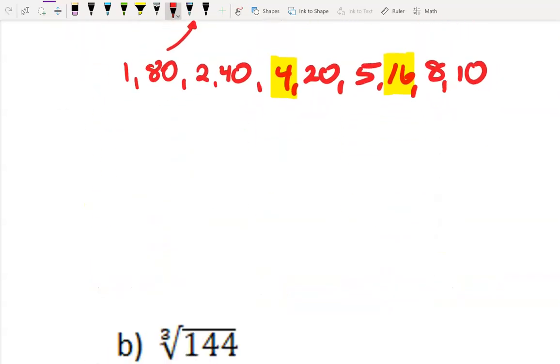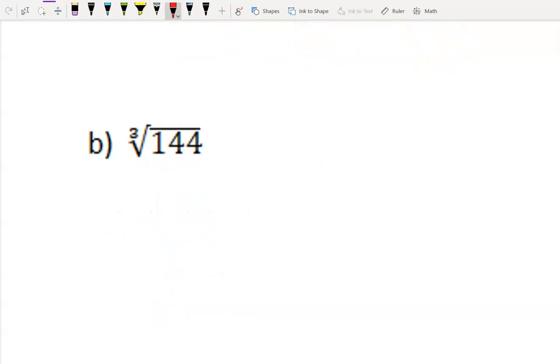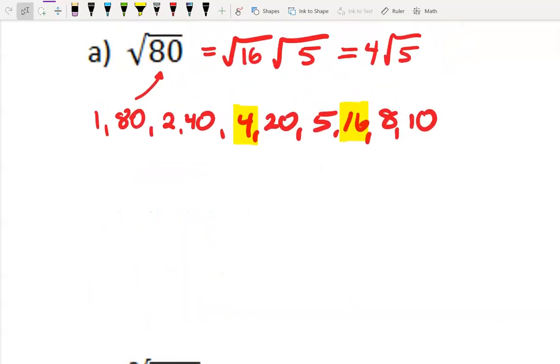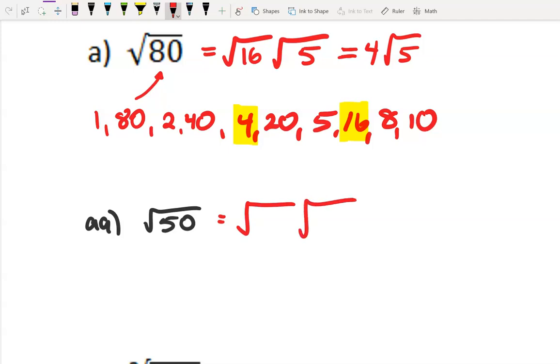Okay? Let's try another one. Before we do B, I'm going to give you one more, let's call it AA. I'd like you to do root 50. Simplify that. What is a factor of 50 that's a perfect square? And then what would be left over? Okay, what do you think? Does everybody see that 25 is a factor of 50 and it's a perfect square? And then 2 is left over?